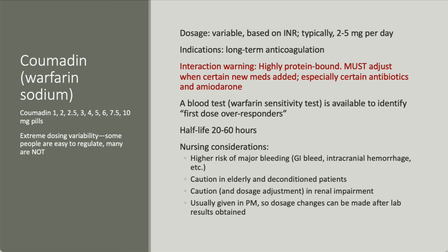So Coumadin has lots of different dosages. I've had patients who are on 1 milligram a day or 1 milligram every other day, and I've had patients who are on 10 milligrams every day. There's a huge variation. Most people are in the neighborhood of 2.5 to 5 milligrams a day, I would say. The indication here is for long-term anticoagulation.